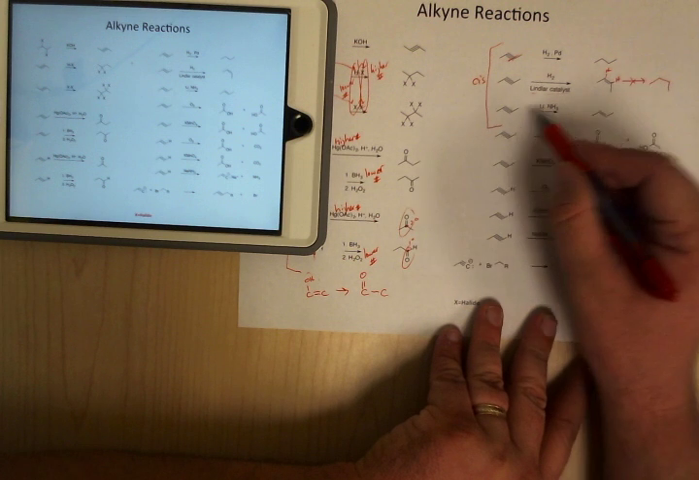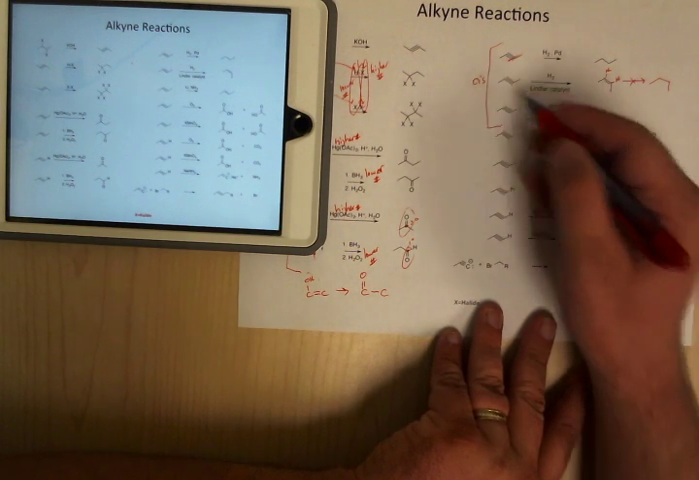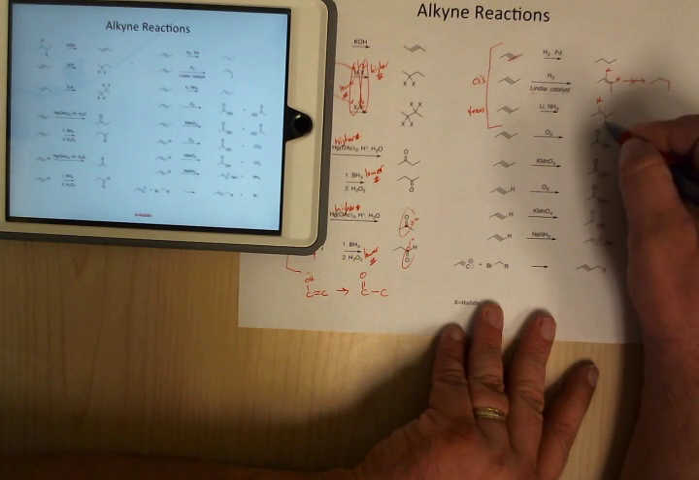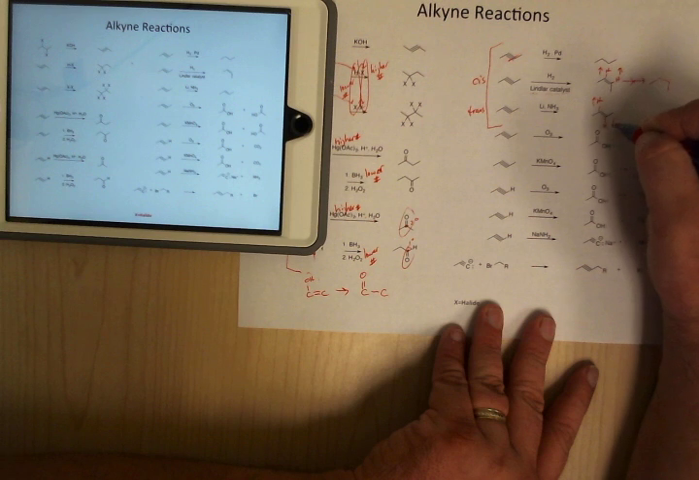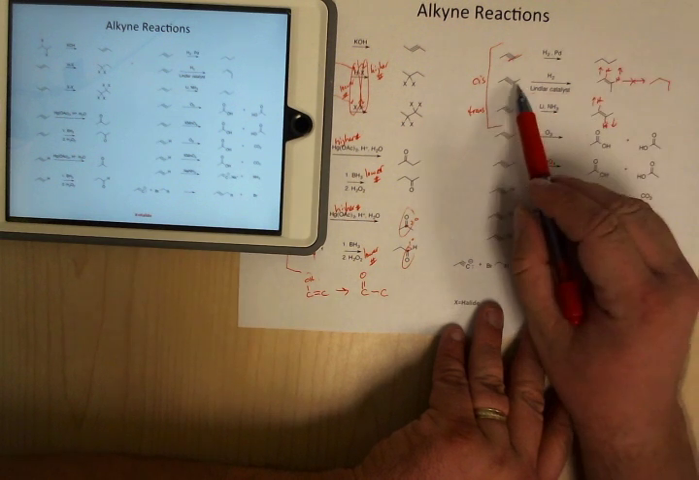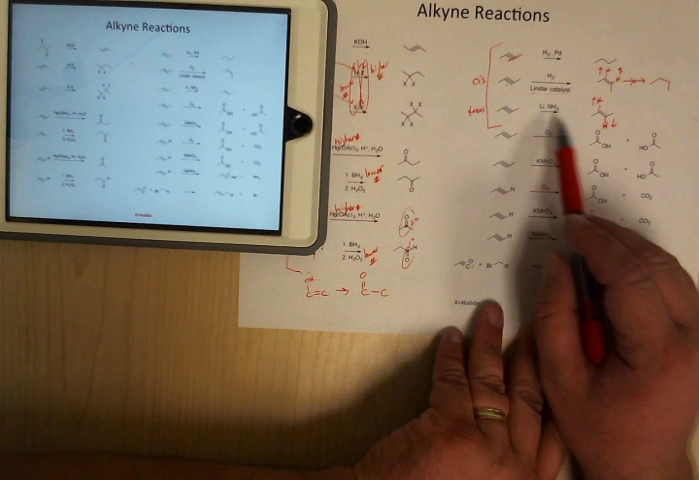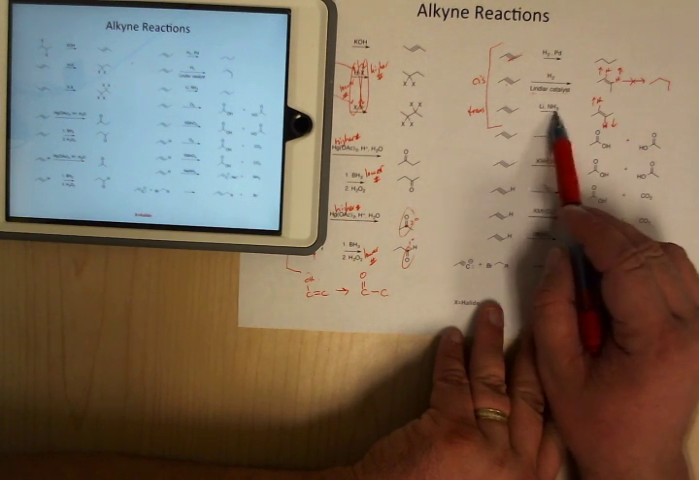To get the trans version, you have to change the chemistry quite a bit into this, the lithium and ammonia, and that gives you a trans addition. This is up, this is down. So if I want to go from a triple bond to a cis double bond, you need to do H2 Lindlar. If I want to go from a triple bond to a trans double bond, you need to do lithium and ammonia.